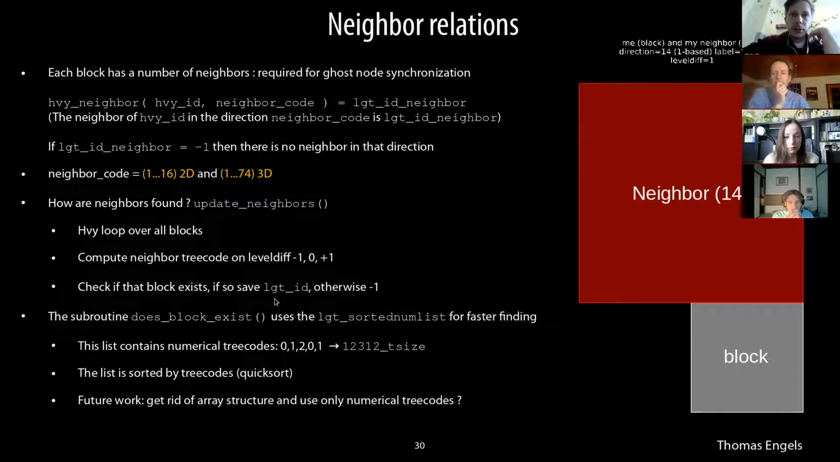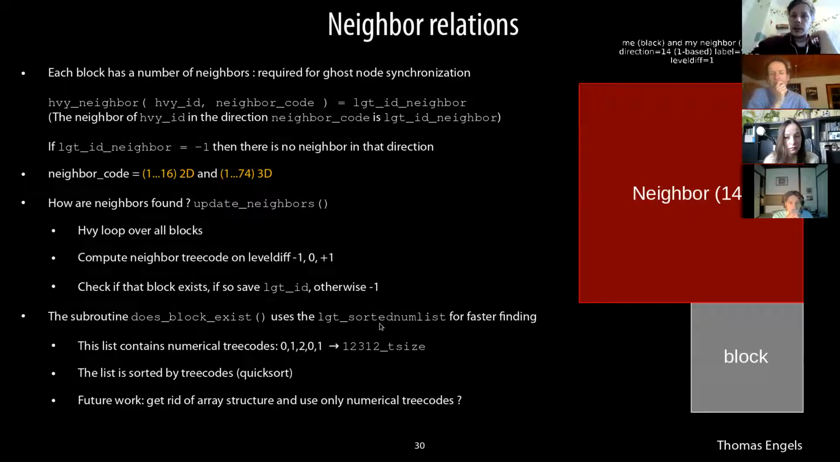So we made that mistake at the very beginning of the code 4 years ago. We just said, well, it's light data, it is cheap, so we can do even stupid stuff, but it turns out we cannot. So this routine is called "does the block exist?" You give it a tree code and it tells you if it finds the block. And this uses this sorted numerical list.